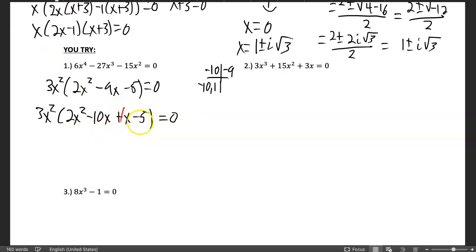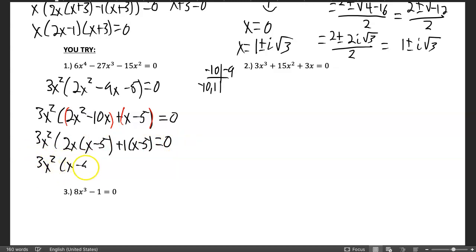Now, we're going to make each of these into its own set of parentheses, so we can pull out what we can. We'll see we get 3x squared. We pull out a 2x. We're left with x minus 5 plus 1 times x minus 5, which is equal to 0. Or this becomes 3x squared times x minus 5 times 2x plus 1 is equal to 0.